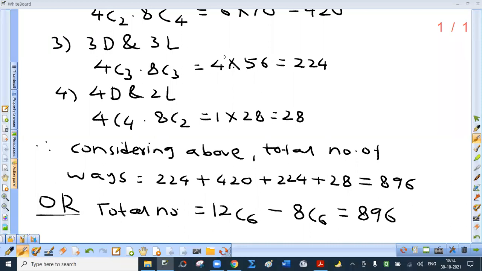Let me explain the shortcut method. What is the complement of at least one doctor? Not a single doctor. If there is no restriction, then 6 persons out of 12 can be chosen in how many ways? 12C6. Now, out of these, in 8C6 selections, not a single doctor is selected. So in the remaining, at least one doctor is selected.